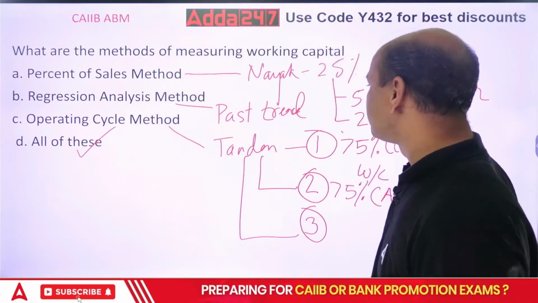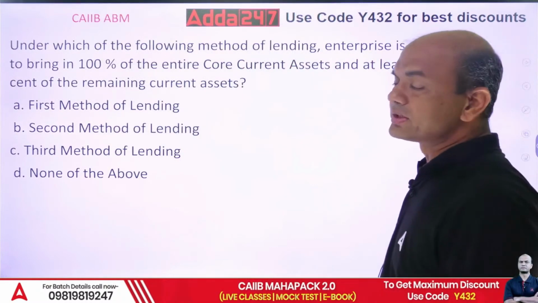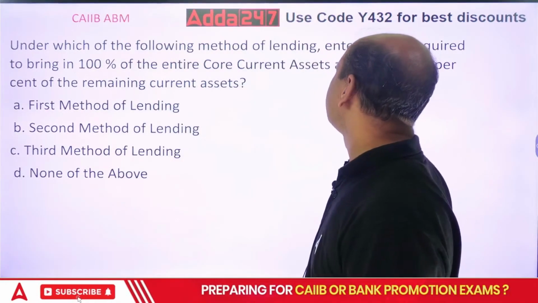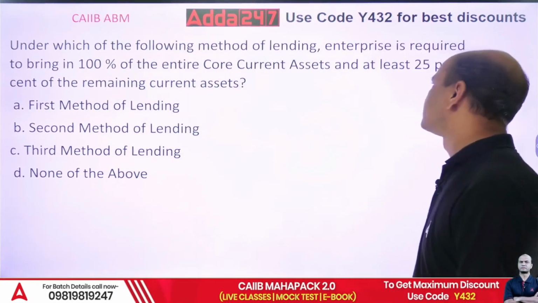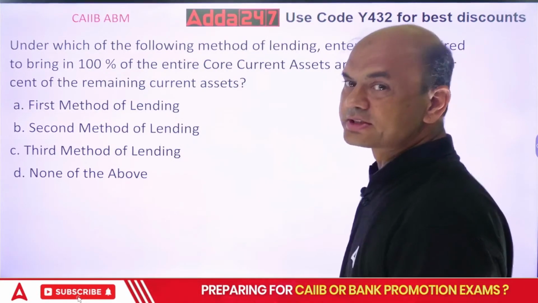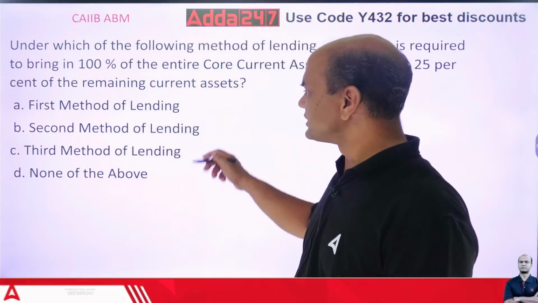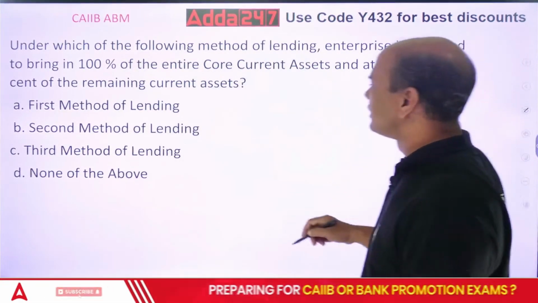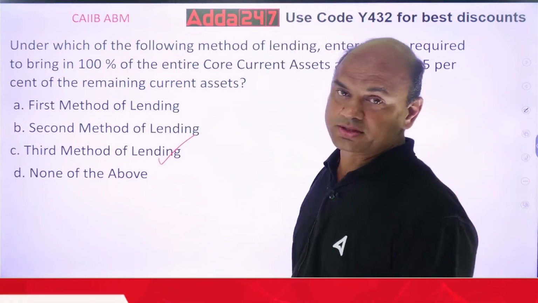So now let's move on to the next. Now this is Tandon Committee method 3. Under which of the following methods of lending is the enterprise required to bring 100% of the entire core current assets and at least 25% of the remaining current assets? So this is the method 3 I was talking of. The answer is obviously the third method of lending by Tandon Committee. But what is this third method? That also you need to understand.